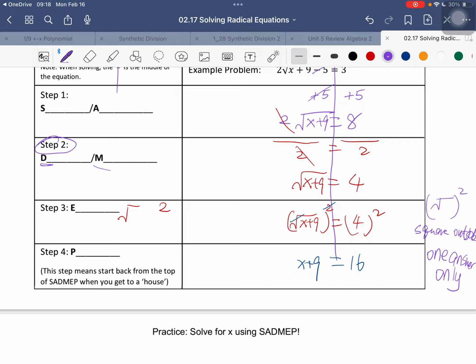So now last step, parentheses. Every time you see parentheses, you do SAMDEP again. I see positive 9, or plus 9. I want to remove the plus 9 by subtracting 9 on both sides. Now x equals 7 is the final answer. There's only one answer because the square root is inside.